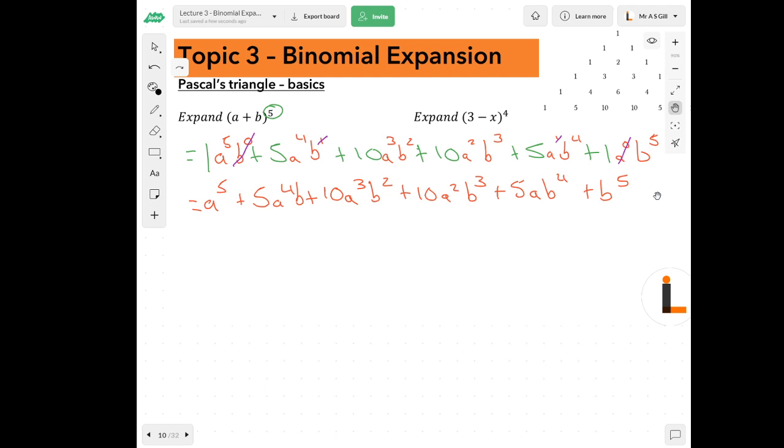The second expansion here, expand (3 minus x) to the 4, we can do exactly the same way. So let's do that. I'm going to give you some time to go through and have a go at doing that. Just very, very quickly there. Okay, so I'll give you a couple of minutes, go through, expand that, and then I'll go through the answers in just a moment.